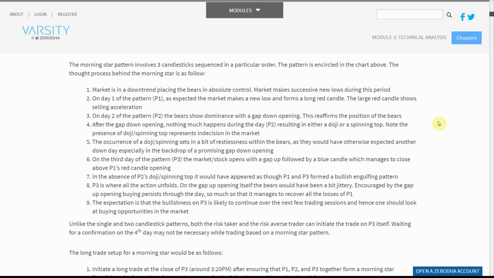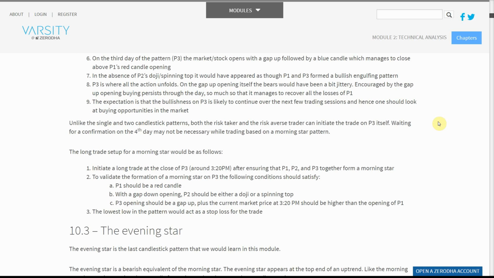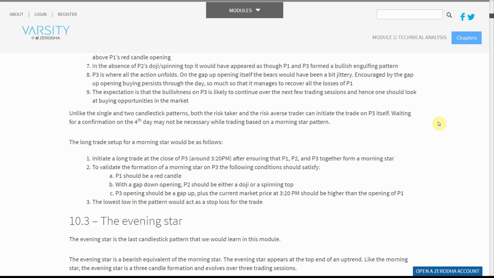Unlike the single and two candlestick patterns, both the risk-taker and the risk-averse trader can initiate the trade on P3 itself. Waiting for a confirmation on the fourth day may not be necessary while trading based on a morning star pattern. The long trade setup for a morning star would be as follows. Initiate a long trade at the close of P3 around 3:20 p.m. after ensuring that P1, P2, and P3 together form a morning star.